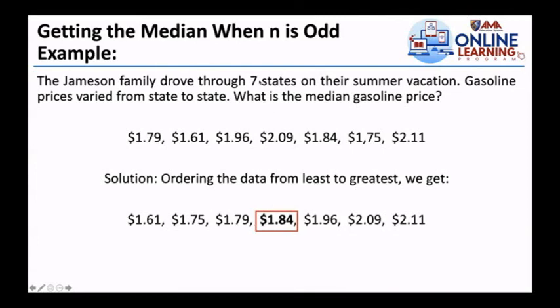So 7 plus 1 is 8, divided by 2 is 4. So the fourth: first, second, third, fourth. Okay, this is the median, not the fourth. The median is 1.84. So the median gasoline price is 1.84, not the position. The position only pinpoints where the median gasoline price is. It's in the fourth, not from the smallest.